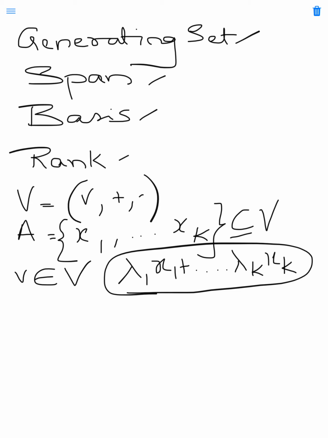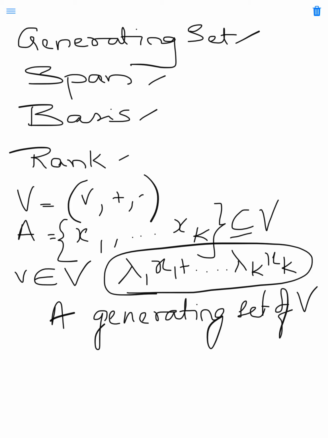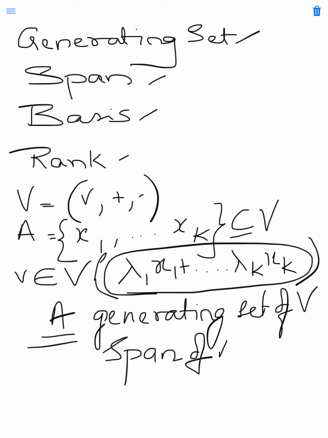Okay, so if there exists a linear combination for these vectors, then A will be called the generating set of V. So a generating set is like, if any vector can be expressed in the form of a linear combination of these vectors, then A will be called the generating set of V. And the set of all linear combinations of the vectors that are in A will be called the span of A.